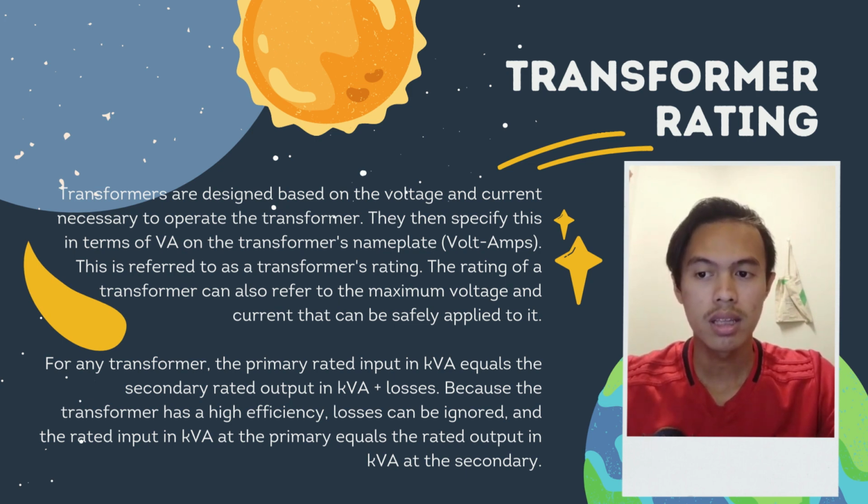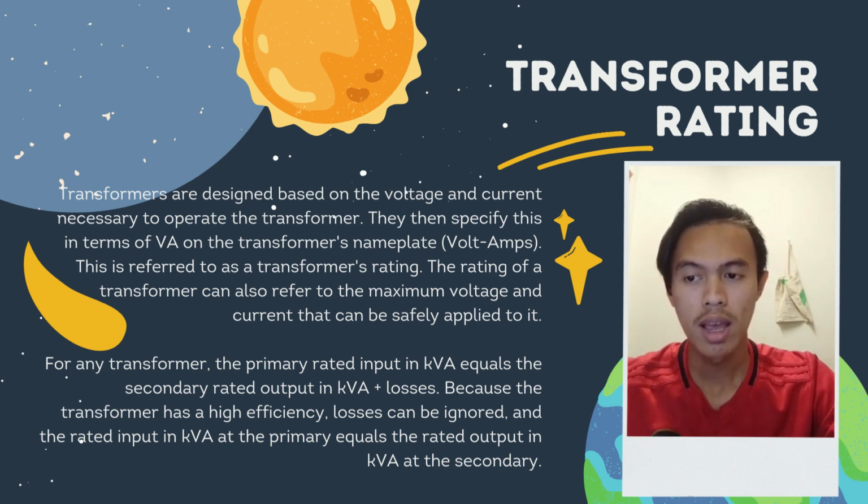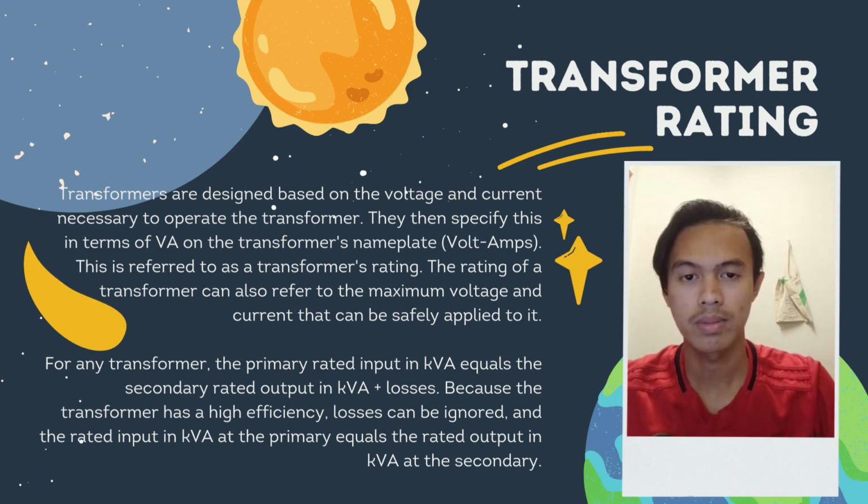Then they specify the voltage and current on the transformer nameplate, in volts and amperes. This is referred to as the transformer rating. The rating of a transformer can also refer to the maximum voltage and current that can be safely applied to it.